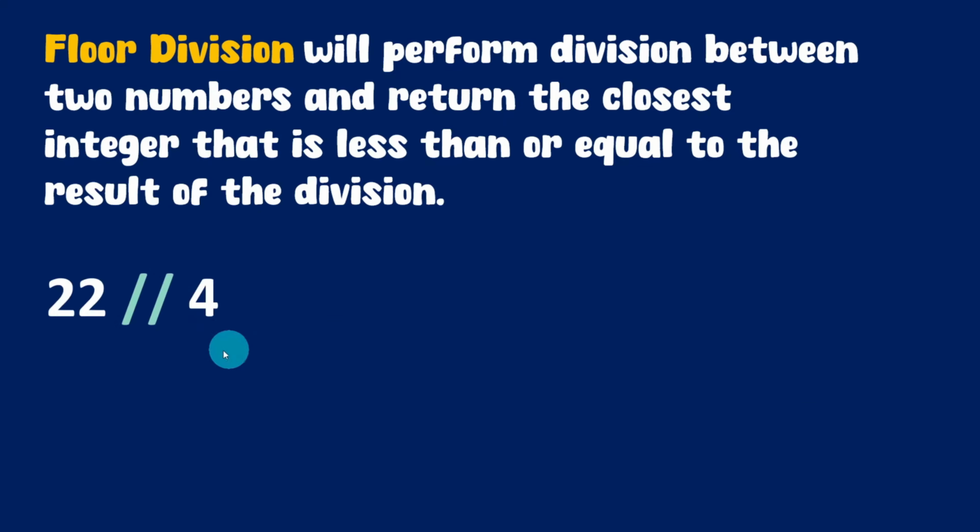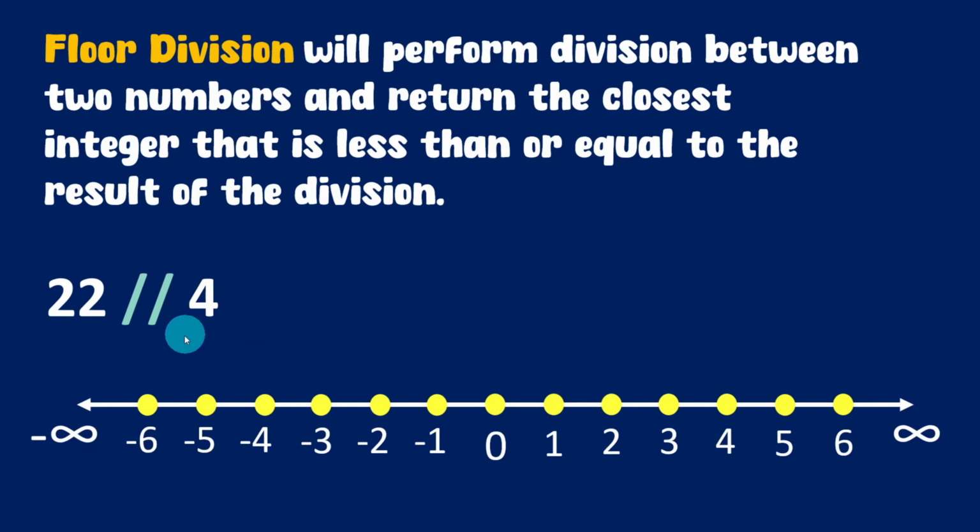Next, let's find out 22 floor division 4. First we have to perform division between the two numbers. So when we divide 22 with 4, we will be getting 5.5, which will be somewhere here. Next, we have to find the integer that is less than or equal to this number. The integer that is less than or equal to 5.5 is 5. Hence, 22 floor division 4 will be 5.